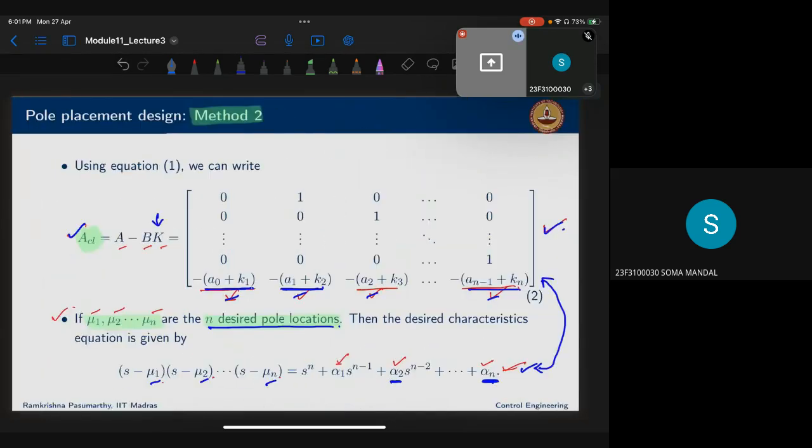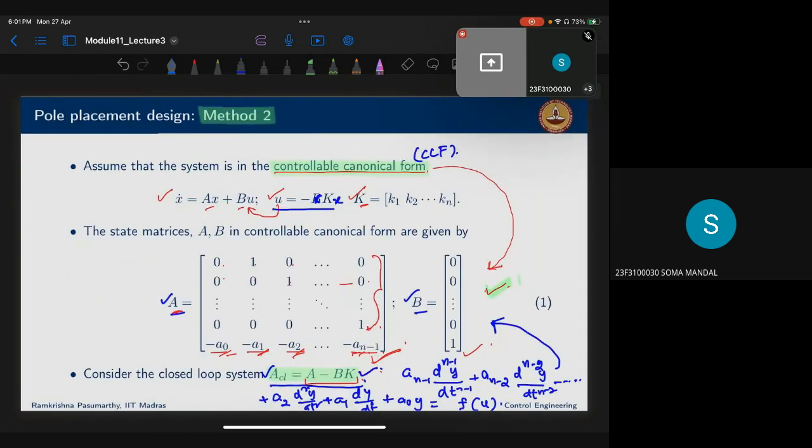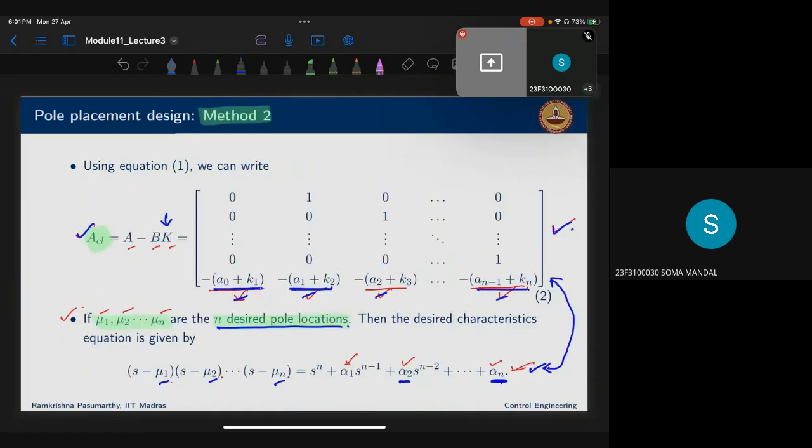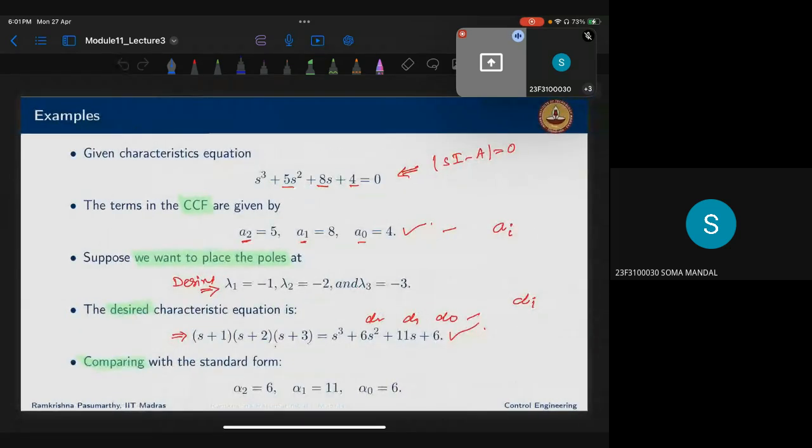So simply what we are doing is, if the system is in the CCF form, controllable canonical form, you can directly use this methodology. That we call method 2. And find the K1, K2 expressions, so gain constants.